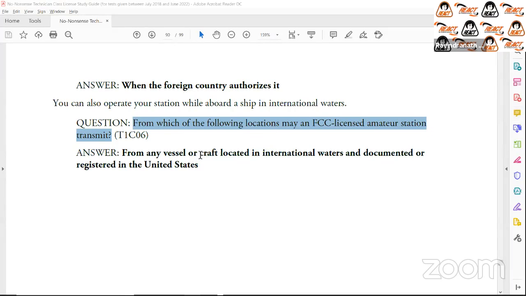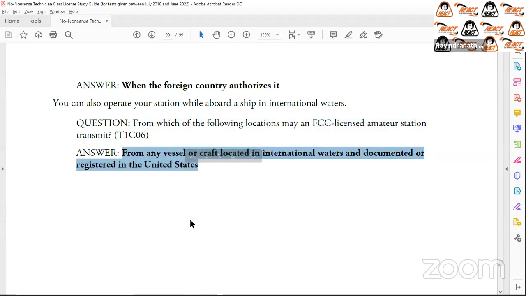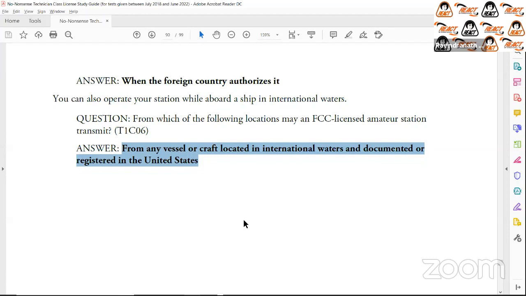All right. From which of the following locations may an FCC licensed amateur station transmit? The answer is, remember we had a slide with a ship? All right, so it's from any vessel or craft located in international waters and documented or registered in the United States. So that craft must be registered or documented in the US, and it could be in international waters, and you can operate using your FCC license on that ship.